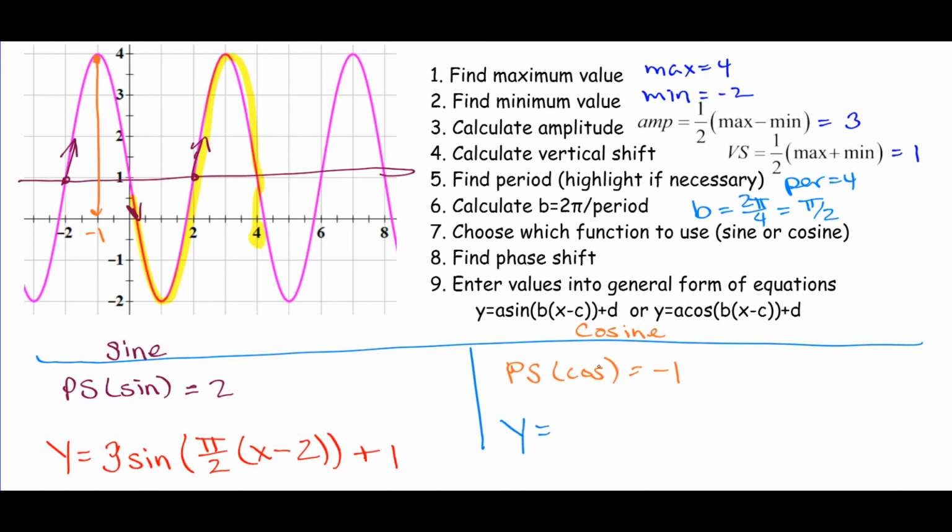Y equals amplitude is 3. This time I'm doing cosine. B value is pi over 2. X minus my phase shift, so x minus -1 is going to give me +1. And then finally we've got +1 again. Notice that your equations are identical with the exception of your phase shift, so everything is the same except for the phase shift.